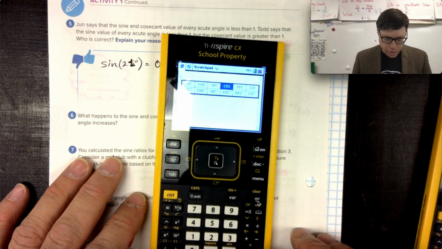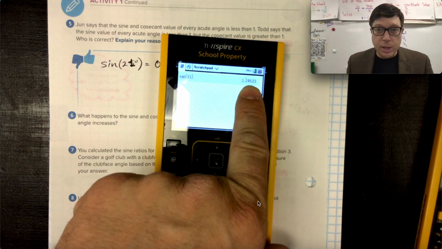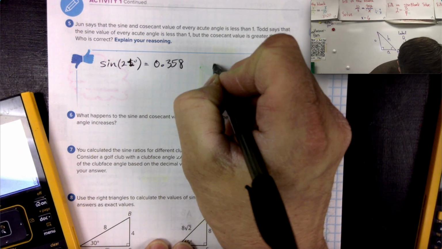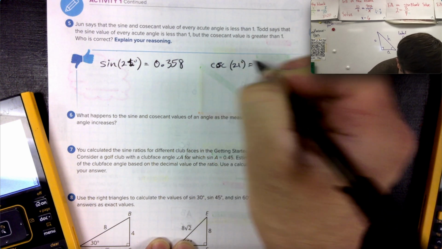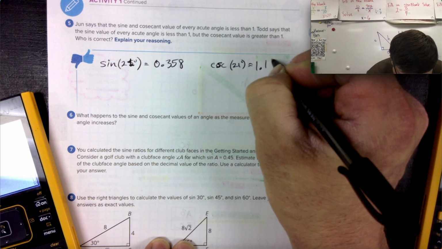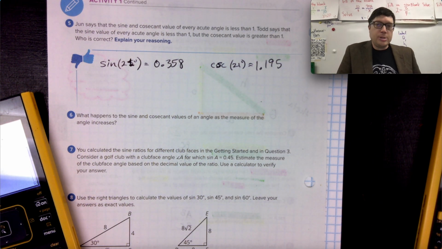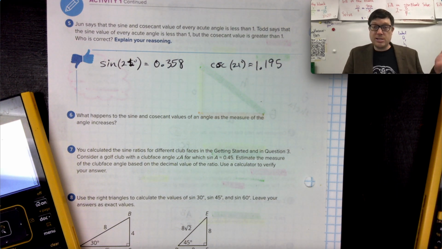Trig, go over to cosecant and type 21 degrees. The cosecant of 21 is 1.195. So cosecant, CSC, of 21 degrees is 1.195. And right away, just with that example, June is wrong, because June said that both of these should result in a number less than 1. And there it is. Cosecant of 21 is bigger than 1. Todd might be onto something.